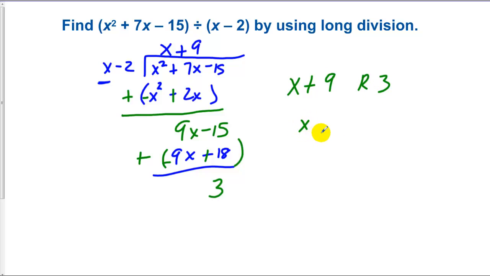Another way to express that is x plus 9 and 3x minus 2 left over.